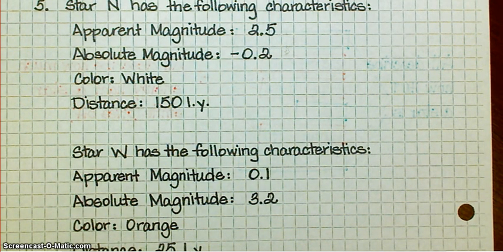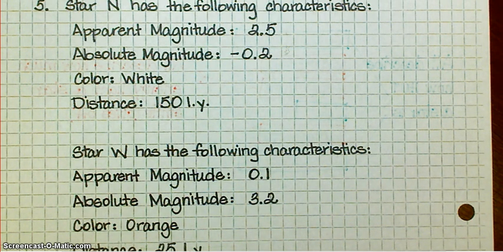Okay, down at the bottom, it's asking for you to compare star N and star W. There are basically 4 statements that you can make. You can make a statement about apparent magnitude, you can make a statement about absolute magnitude, you can make a statement about its color, you can make a statement about its distance. Anybody want to give it a go?